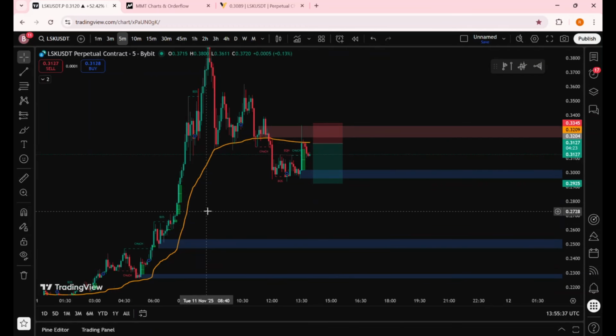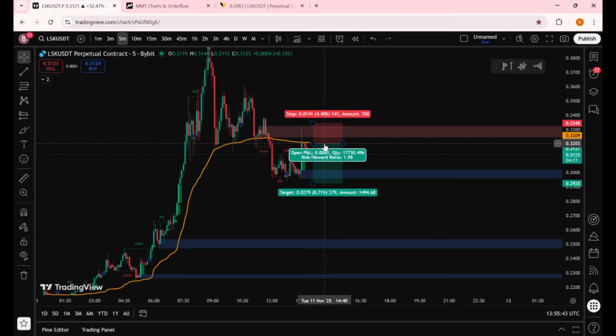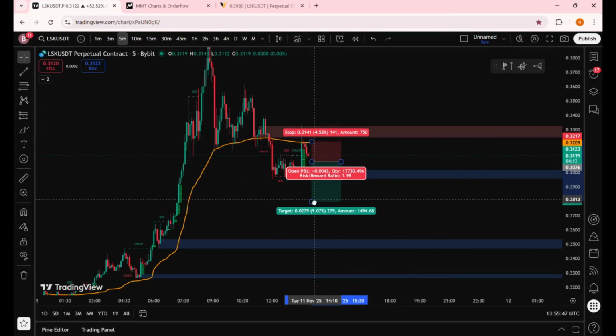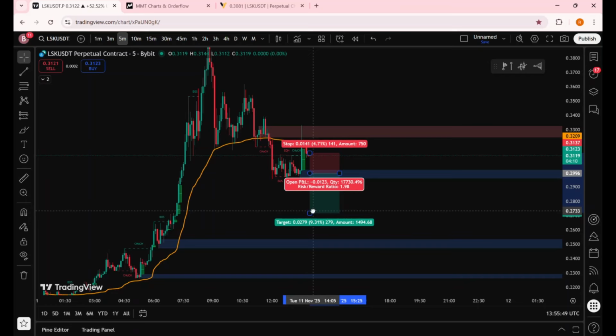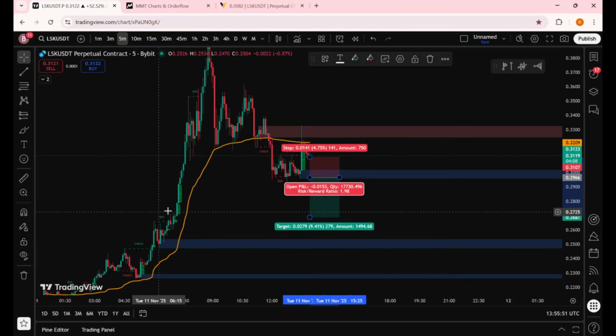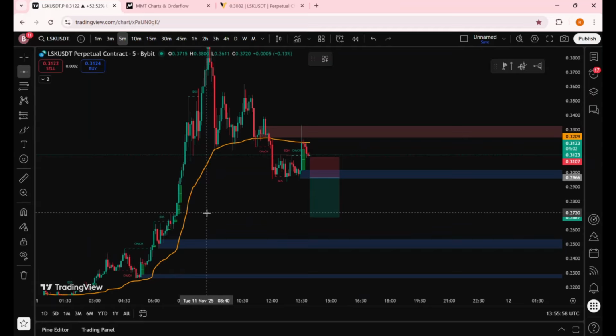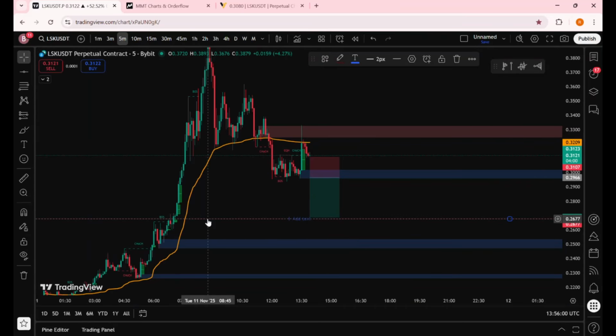So we do have a fair value gap here, another fair value gap here, another fair value gap here. So if we was to take that there, my target is going to be this first fair value gap. Second target will be this fair value gap. And then this is called an order block. So if we actually put a line there, this is the first order block.